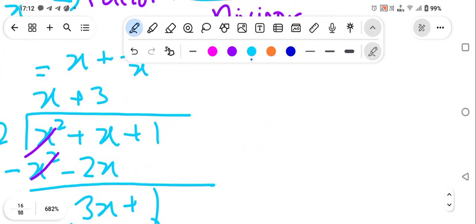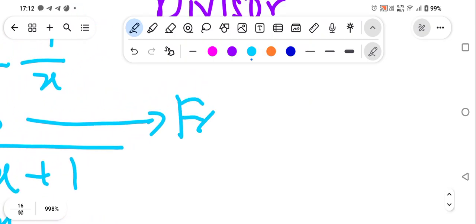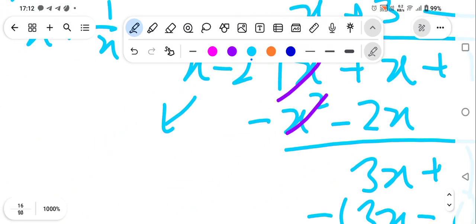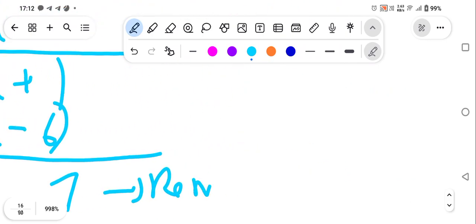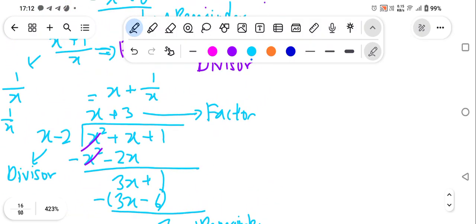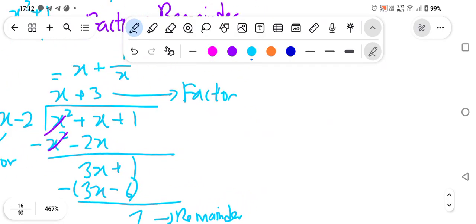So what do we have here? We're gonna write it again: x plus 3 is the factor. This is our divisor, and this is our remainder. Not so easy now, is it? But it's okay. Once you get how the division works, it will be quite easy for you. You just need some practice.